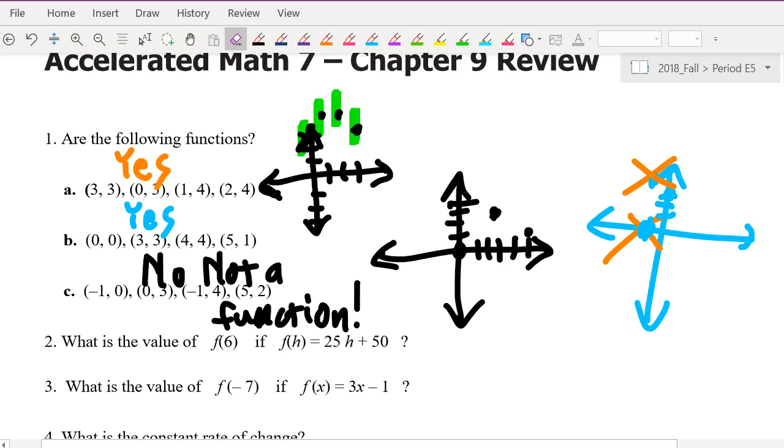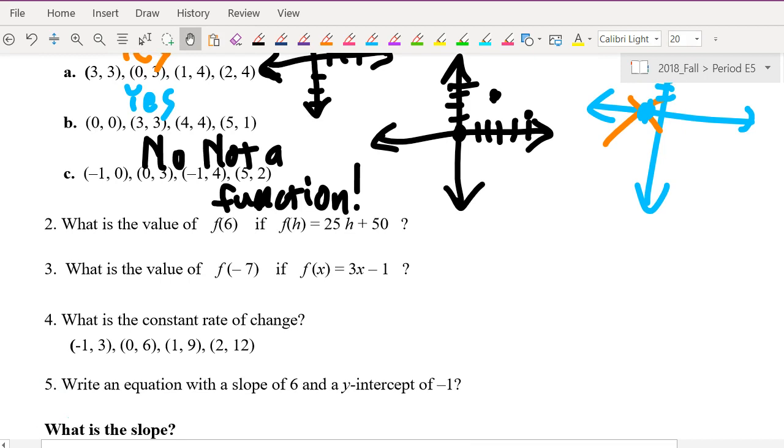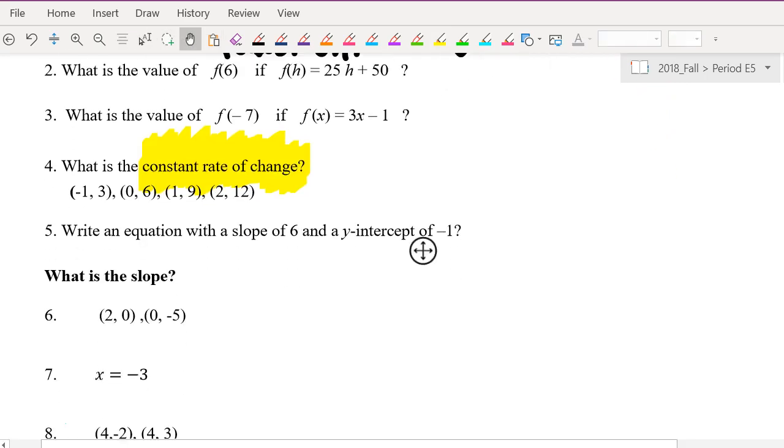Now, guys, we do have some time left, but I want to just quickly look at this. What is constant rate of change? What is a rate of change? Rate of change is another way of saying slope. So all you're doing is picking any two of these points and calculating slope, which you guys know how to do, just like this. Yeah, it's just slope.